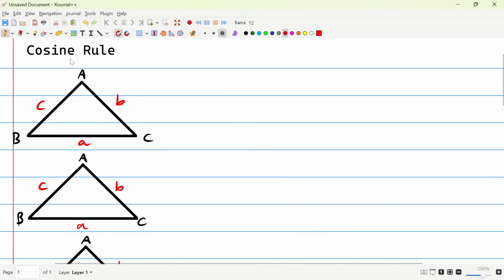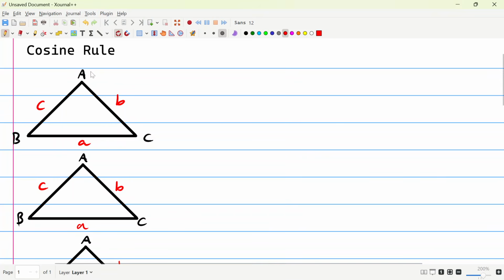Now, the cosine rule has a slightly long formula, but it's actually pretty simple. I think the ending of that formula becomes a little bit tricky to remember. But let's go through all of them one by one and see how they are used.